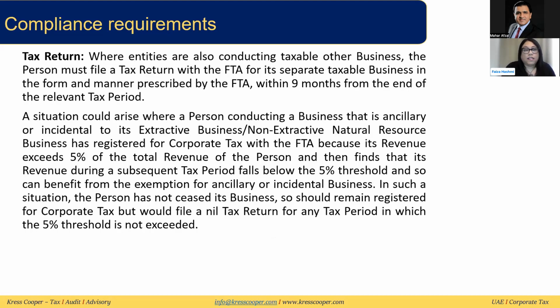For the tax return, again, for the other businesses qualifying as a separate business, you need to file a tax return within 9 months. Now, there could be a situation where the ancillary or incidental business was more than the 5% threshold, which is why you needed to register it, and later on you come under the threshold. That doesn't require you to deregister. You will still have the registration, and you will only need to file a nil return in that case.